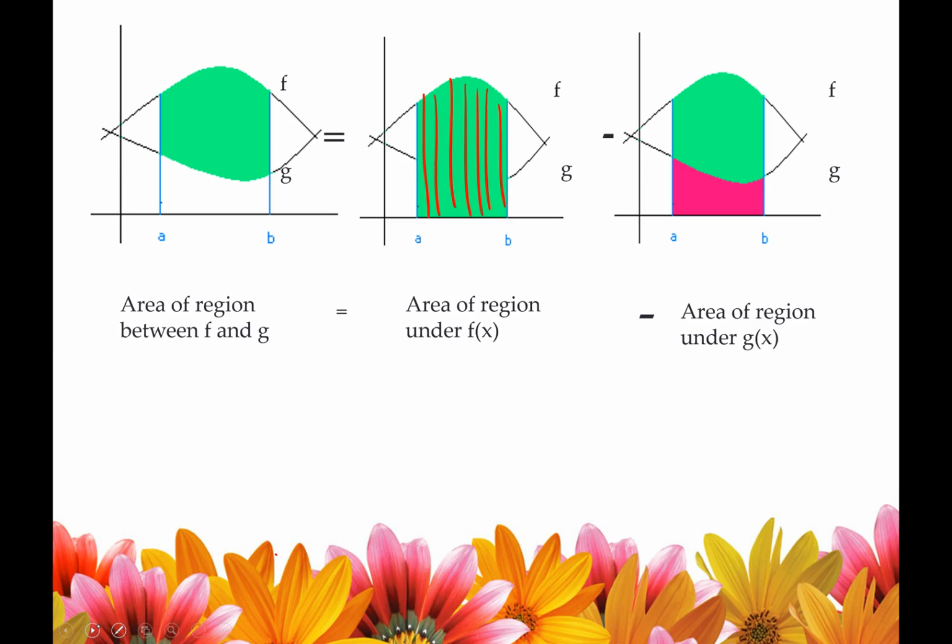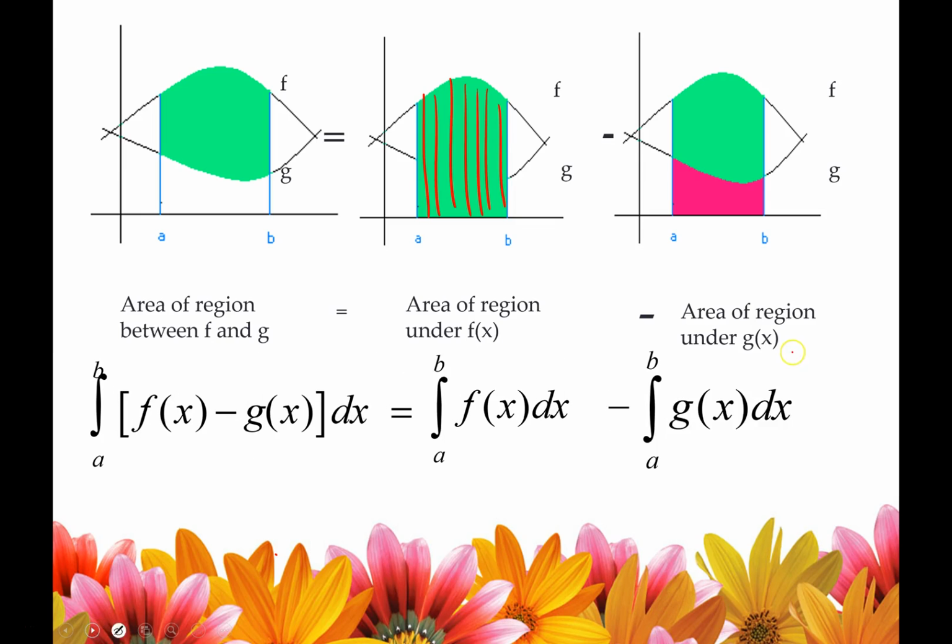So you can see that this is way too much. We're overestimating. But once we subtract out this pink part right here, then we're left with just that green part, which is what we want. All right, so that's the formula. And let's go ahead and add some calculus to that.